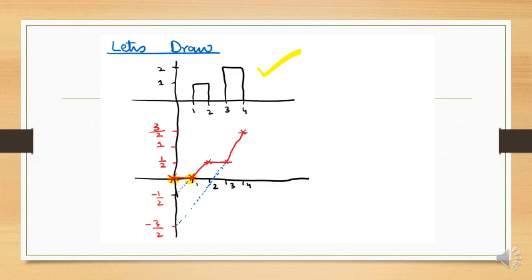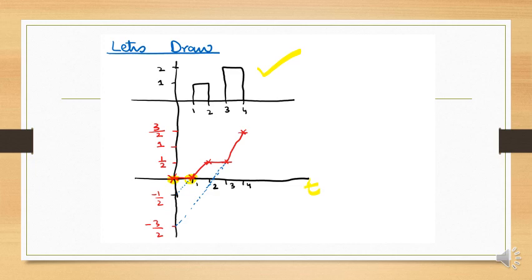From span 1 to 2, we had an equation. So, what does the equation mean? Equation means it's a slope. Its value is 1 by 2 at 2 on x-axis, or t.